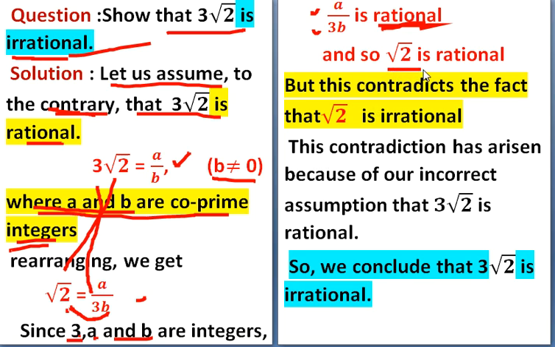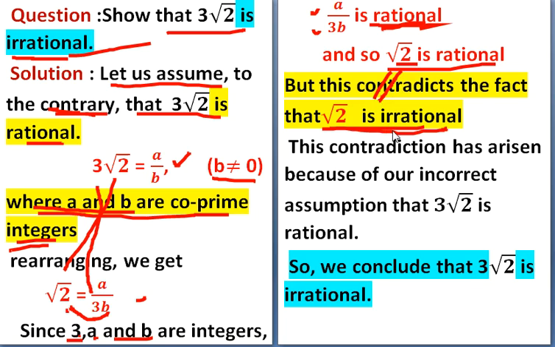So root 2 will be rational according to this. If a by 3b is rational, because a is integers, b integers, and 3 is integers, and numerator by denominator becomes rational. So root 2 will be rational. But before these questions, we have proved root 2 is irrational. Root 2 is irrational, and here root 2 is rational. So this contradicts the fact that root 2 is irrational.